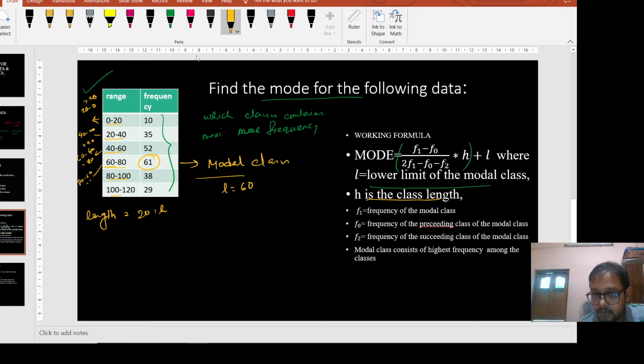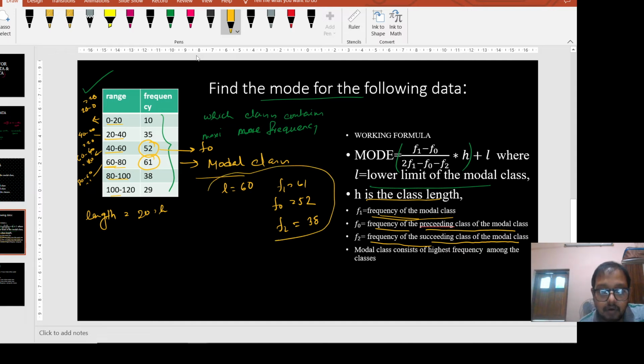Okay. Now f1 is the frequency of the modal class, that is, f1 here is 61. f0 is the frequency of the preceding class of the modal class. So here I can say f0 is 52, and f2 is the frequency of the succeeding class of the modal class, that is, f2 is equal to 32. So now we just have to put all these values in this formula and we can find the mode of this given data set.